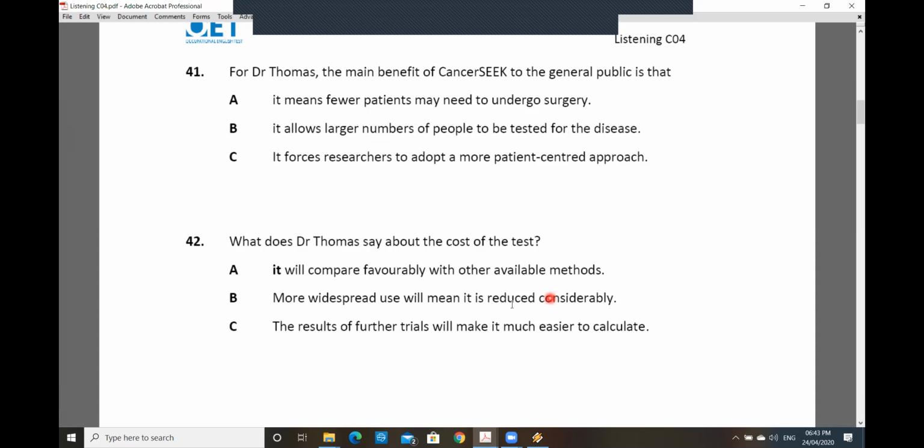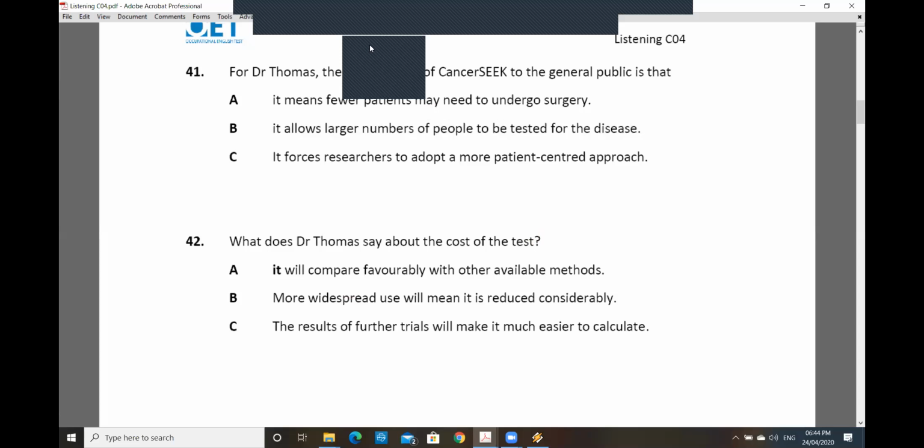So he did not say that it will be reduced because of more, like if B was the correct answer, then he might have said that we are predicting that this test will be used in these numbers, and as we do bulk production of the kit, the price will fall down. He did not describe bulk production or increased demand as such, but he was hoping to keep the price at the estimated level, so not reduced considerably.